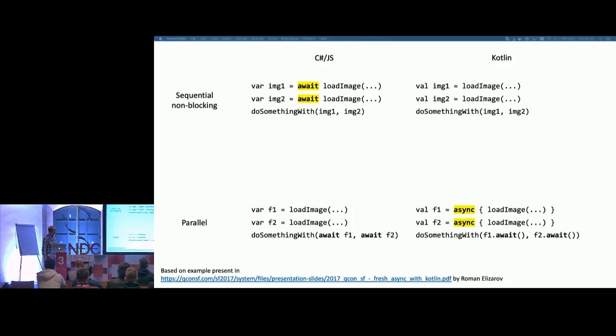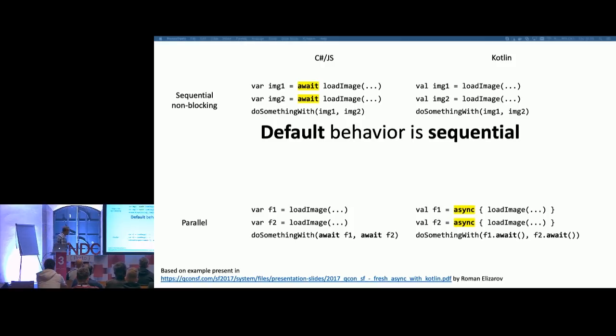If I'm in Kotlin, I just call loadImage, because loadImage is a suspend function, so I just call loadImage. So, by default, in Kotlin, the behavior is sequential. However, by default, the behavior when using async-await is not sequential.